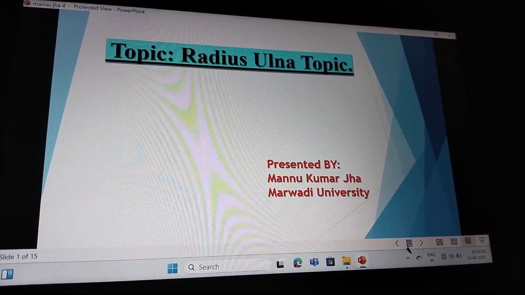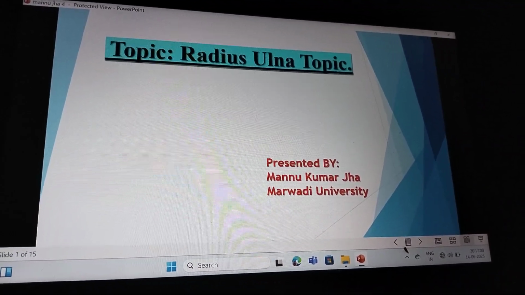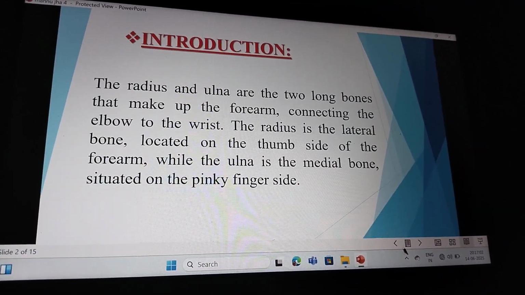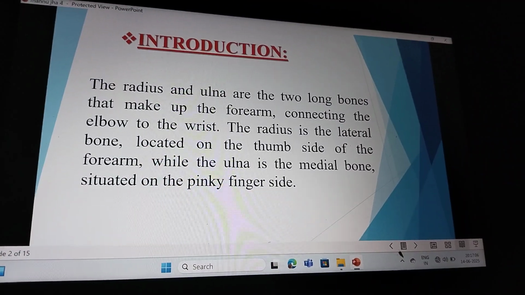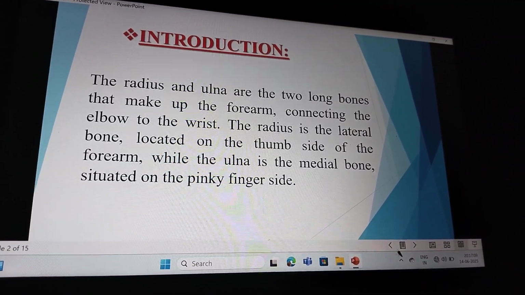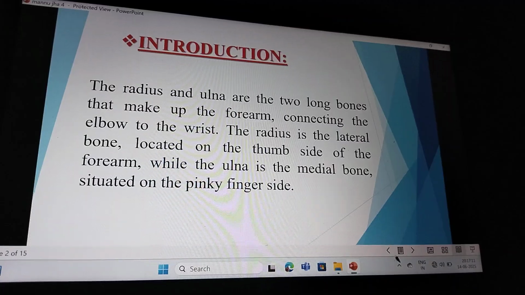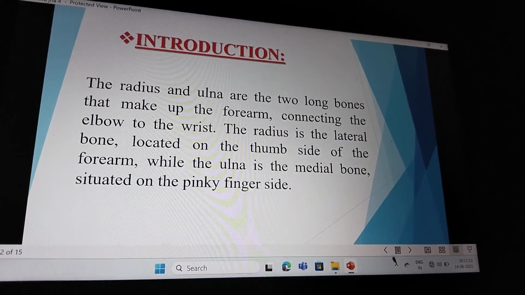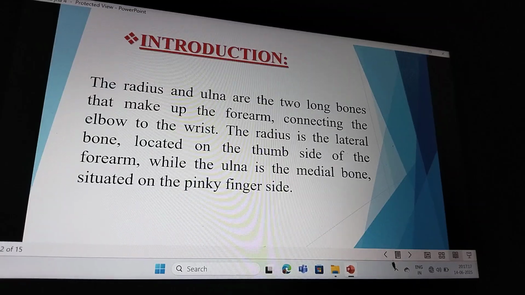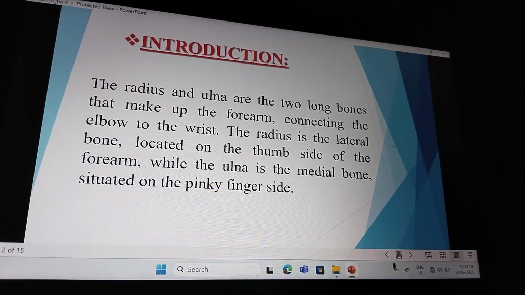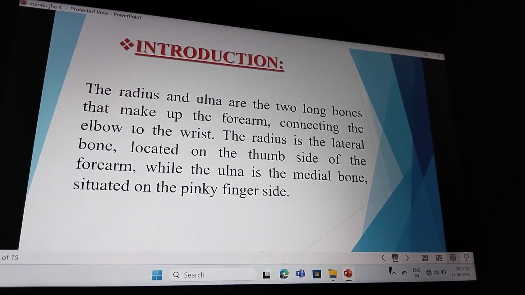Today I am explaining radius and ulna. First of all, introduction. The radius and ulna are the two long bones that make up the forearm, connecting the elbow to the wrist. The radius is the lateral bone located on the thumb side of the forearm, while the ulna is the medial bone situated on the pinky finger side.